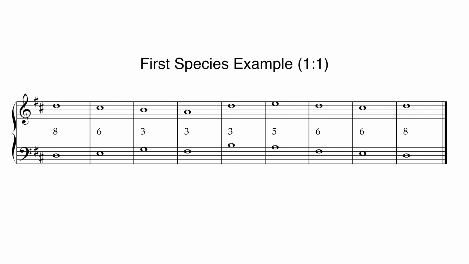So what this species is really aiming to do is challenge the composer to create a really simple structure with a very smooth and clear line, but only using consonances. Let's take a listen to an example of first species counterpoint.